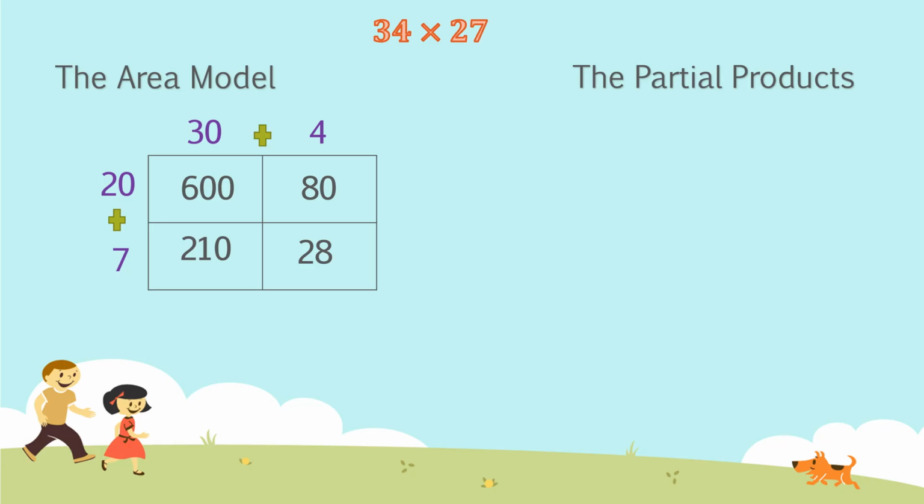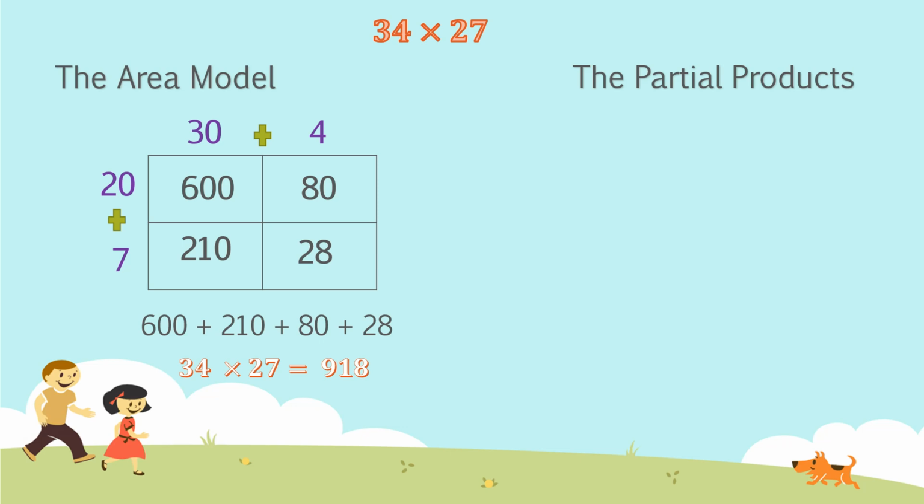7 times 30 is 210. 7 times 4 is 28. And then we would add together, because the area of the big rectangle, which is the answer to 34 times 27, is the sum of all of these sub-rectangles there. So we have 34 times 27 is 918. Okay, so that's how the distributive property works. As you saw earlier, it's just in a very nice, organized manner in an area model, area of a rectangle.